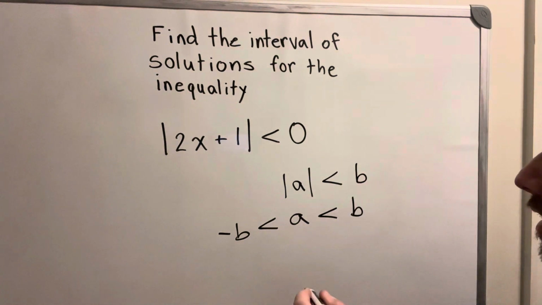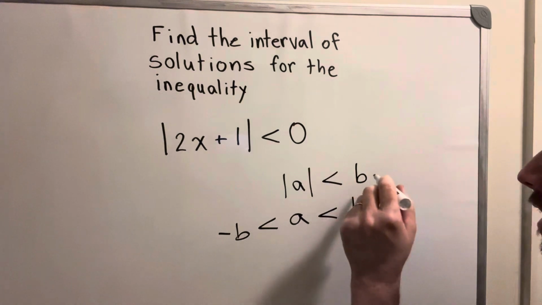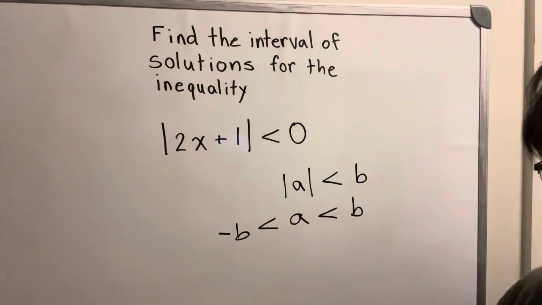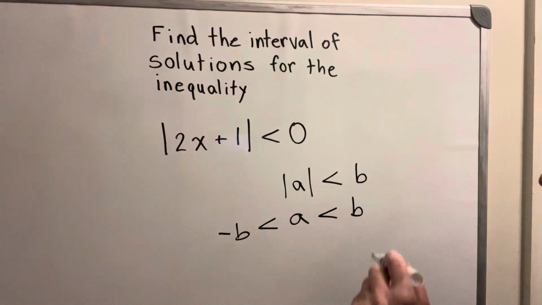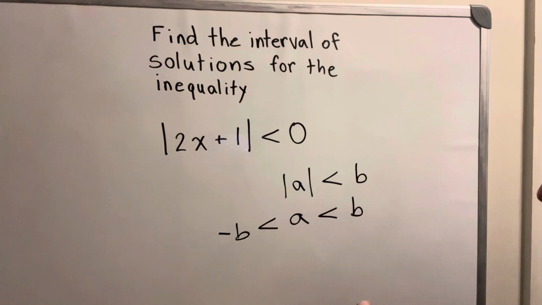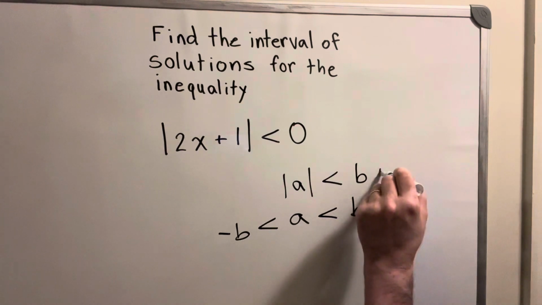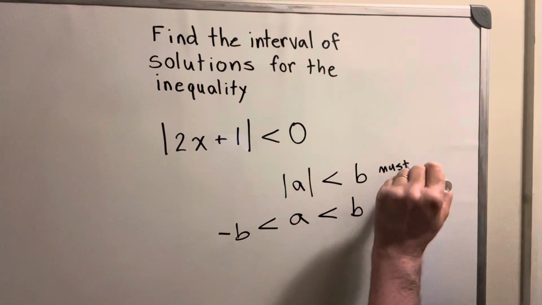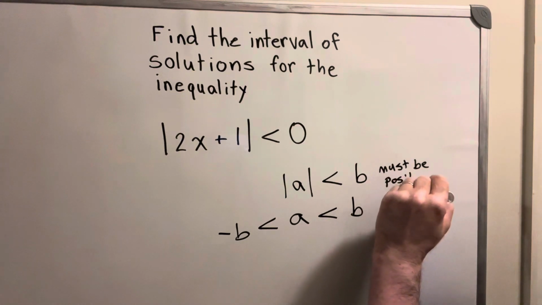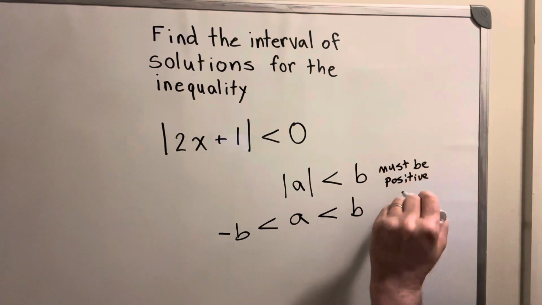But there's an important condition that applies to this theorem. Do you remember what it is? What is it about B that must be true for this to be a valid transformation? Of course, it's that B must be positive.